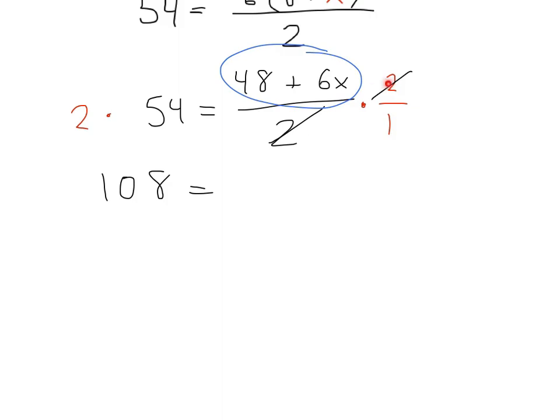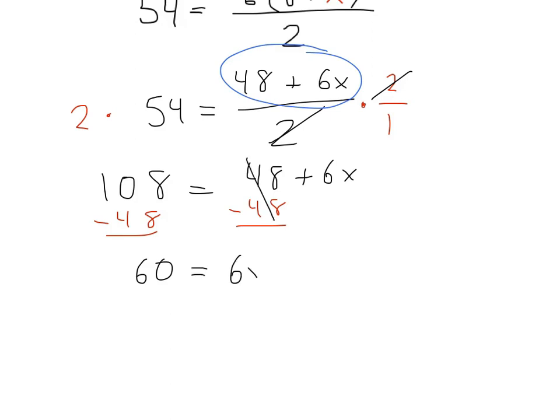We multiply by 2 to get that numerator by itself. So now we just have 48 plus 6x. The divided by 2 is gone. Now we just have to subtract 48 from both sides. So 108 minus 48 gets you 60, and that equals 6x. Now we divide by 6 and divide by 6, and we are at the end: x equals 10, and we are talking about meters in this case.